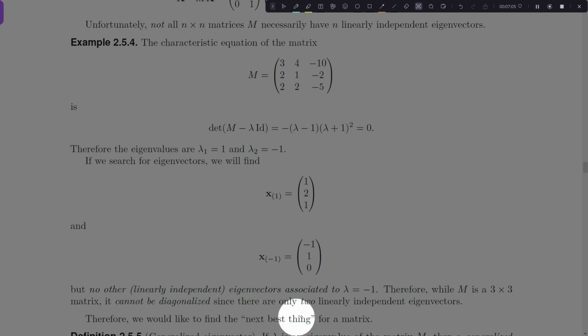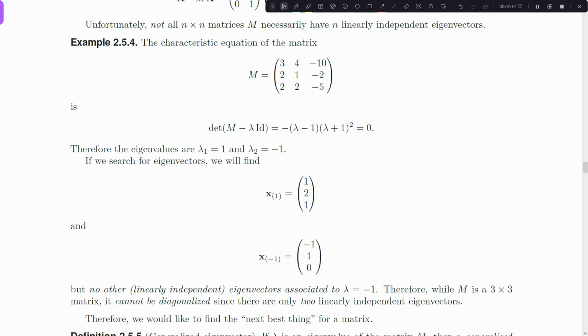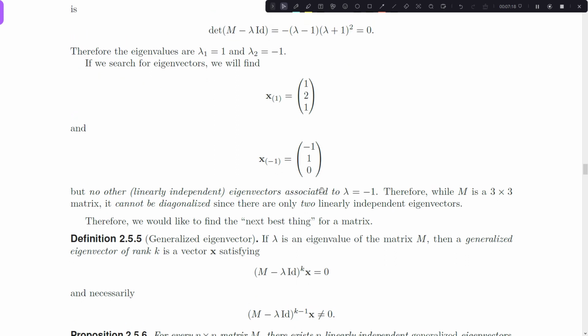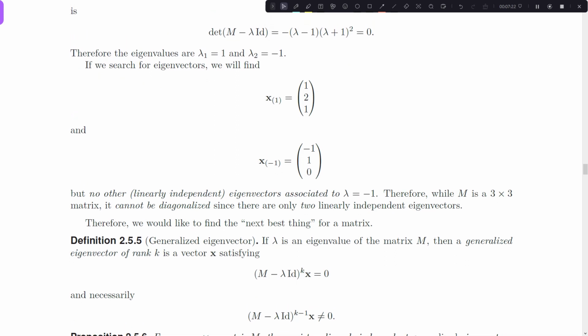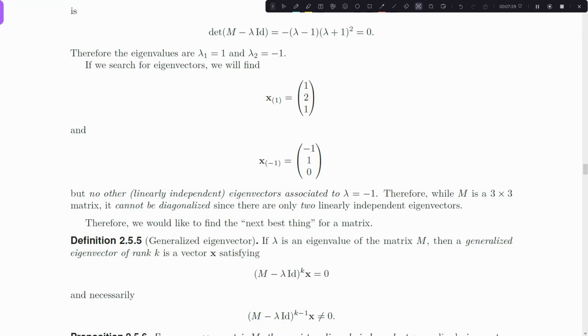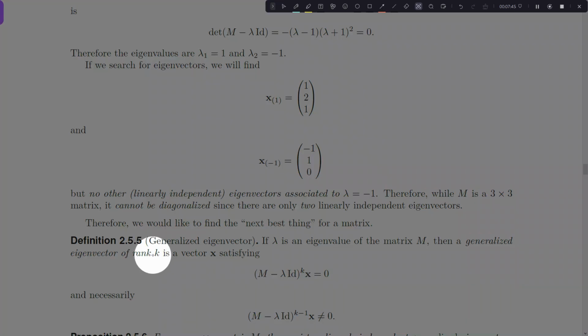So we have to come up with, and mathematicians as a whole have come up with, the next best thing. So what is the next best thing to diagonal? It turns out that we can find these things called generalized eigenvectors. For a generalized eigenvector, we generalize the eigenvalue equation by including a power. So this is my eigenvalue equation, but I'm going to include a power k here, and that's what makes it general. If I have a lambda which is an eigenvalue, then a generalized eigenvector of rank k, and this is very important, rank k is always included with the generalized eigenvector.